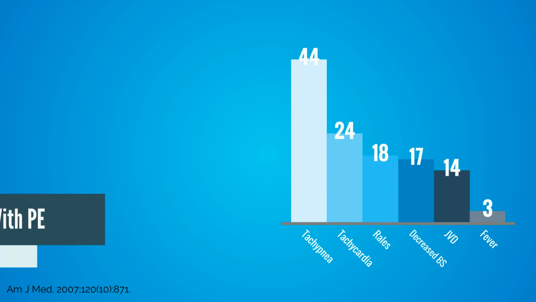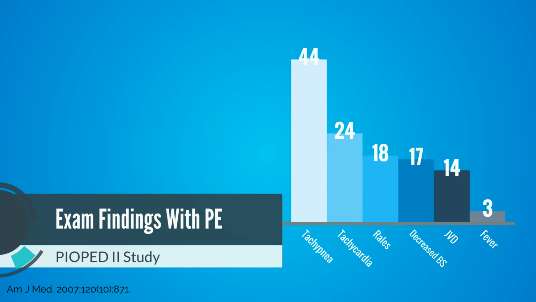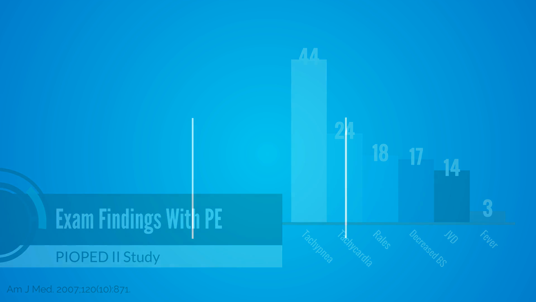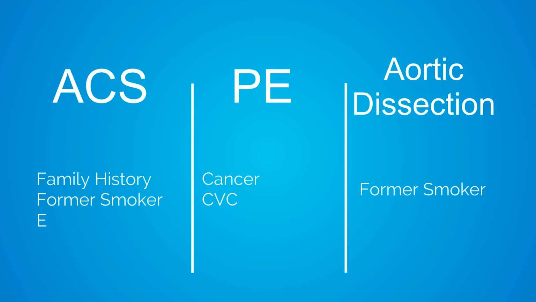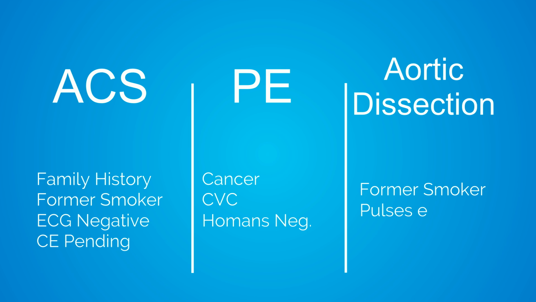Physical examination findings with a pulmonary embolism are also nonspecific, the most common being tachycardia, seen in about 40% of patients, and tachypnea, seen in about 1/4 of patients. So how does this new information influence the differential diagnosis? We can add a few pieces of information to our differential diagnosis. The EKG is negative, the patient's Homan sign is negative, and the patient's pulses are equal, and the mediastinum appears to be normal on a chest X-ray.